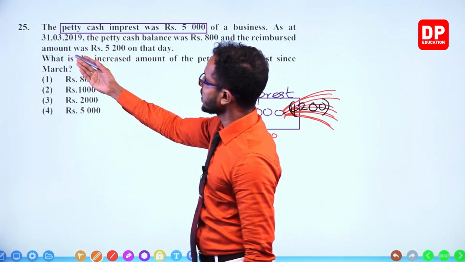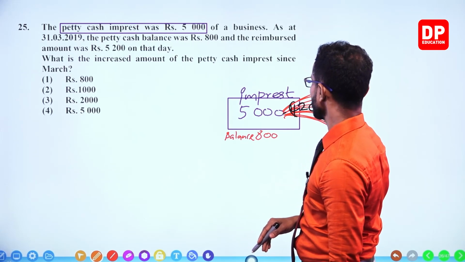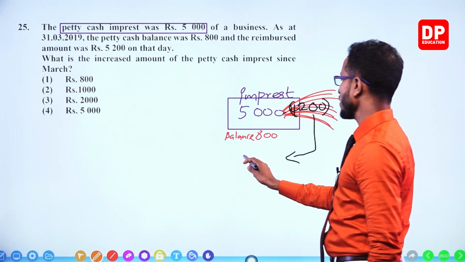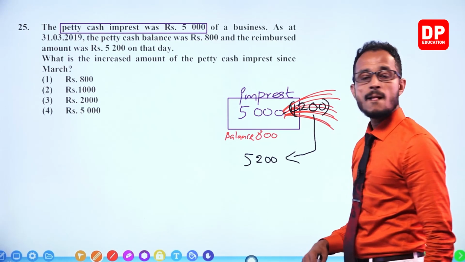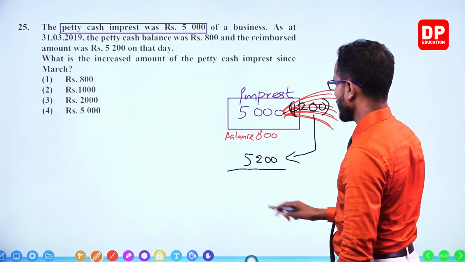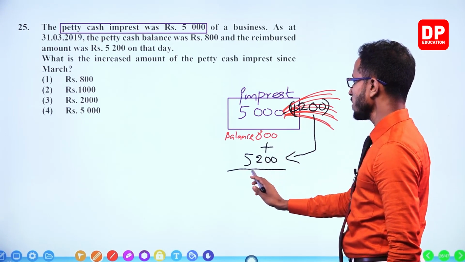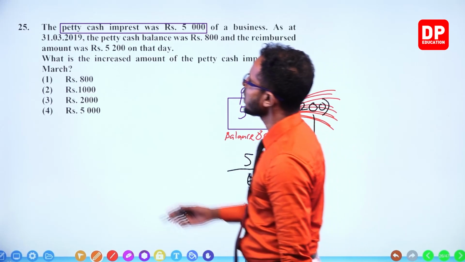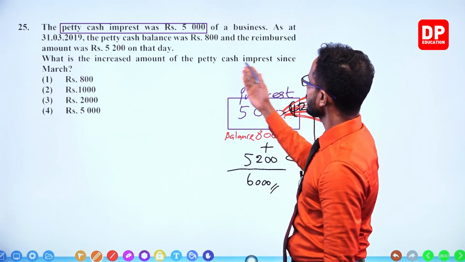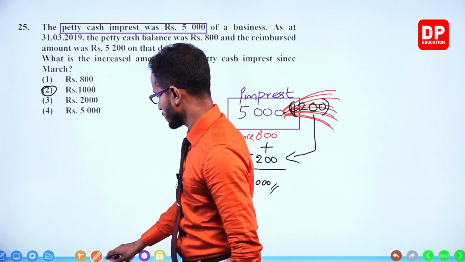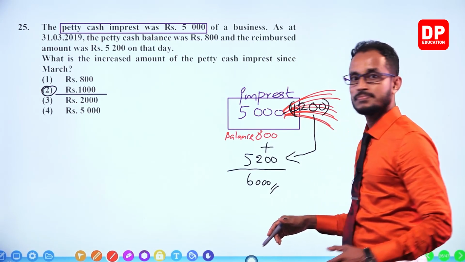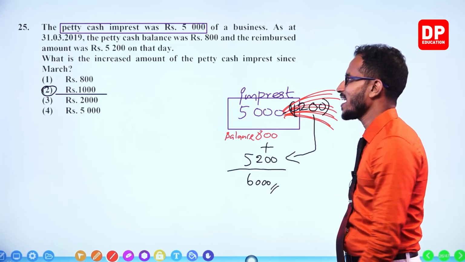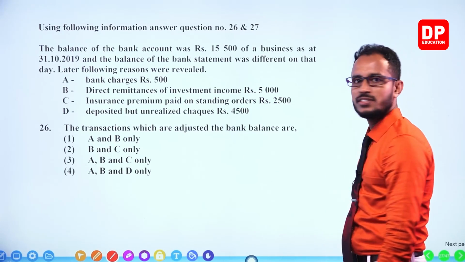And the reimbursed amount again was 5,200. Instead of this 4,200, 5,200 was given back as the reimbursement. Then the petty cash imprest becomes again 6,000, right? It's an increase of 1,000. What is the increased amount of the petty cash imprest? 1,000. Simple. Yeah, I hope you get it. Did you get it?